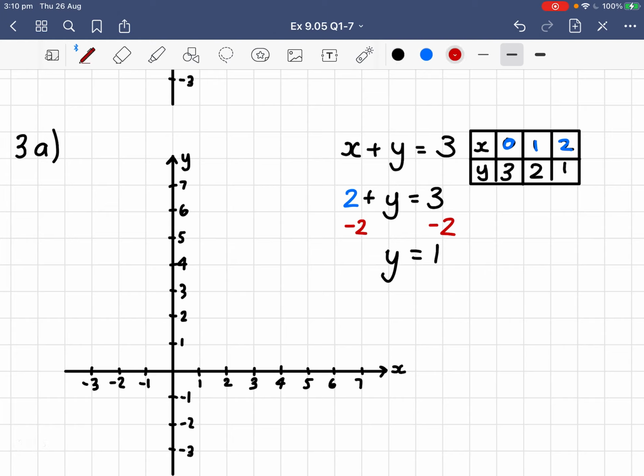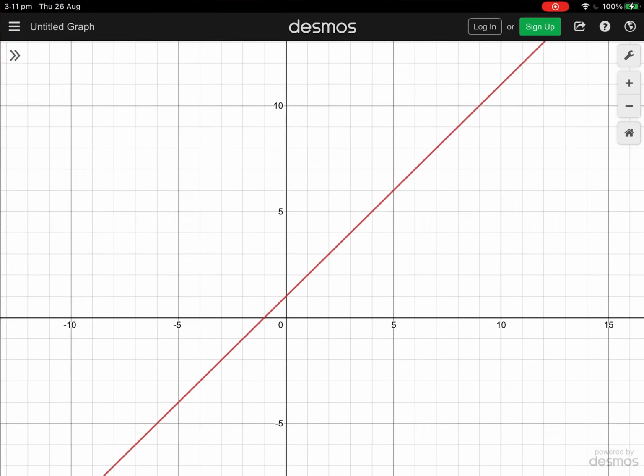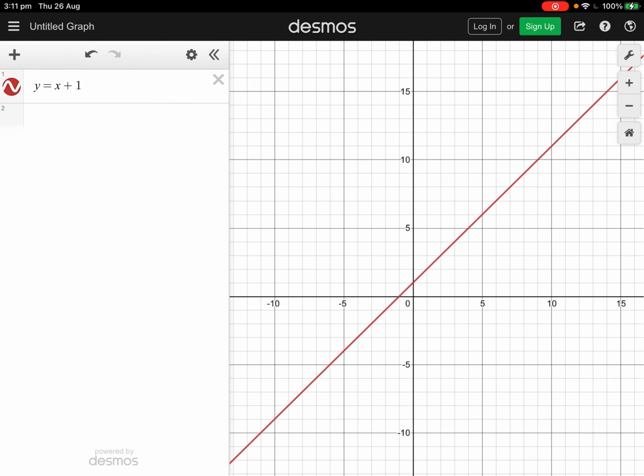Now we do the same as what we did before. We're going to plot these points. So our first value is 0, 3, which is here. Our next one is 1, 2, which is here. And finally 2, 1, which is here. We're then going to draw a straight line, like I said before, going through our points. Okay, we're going to make it a little bit longer this time, and we're going to add in our arrows. Very important. And we're going to label our line as x plus y equals 3.